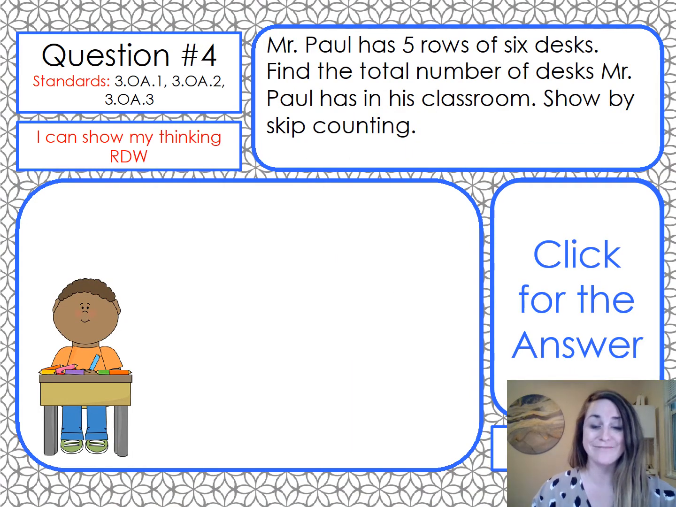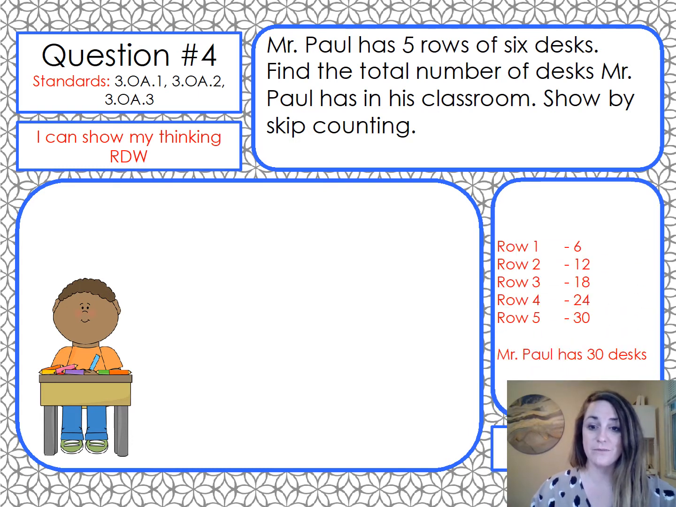Question 4. Mr. Paul has 5 rows of 6 desks. Find the total number of desks Mr. Paul has in his room. Show it with skip counting. Row 1, 6. Row 2, 12. Row 3, 18. Row 4, 24. Row 5, 30. 6, 12, 18, 24, 30. Mr. Paul has 30 desks.